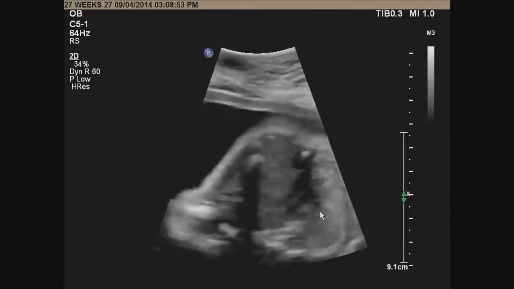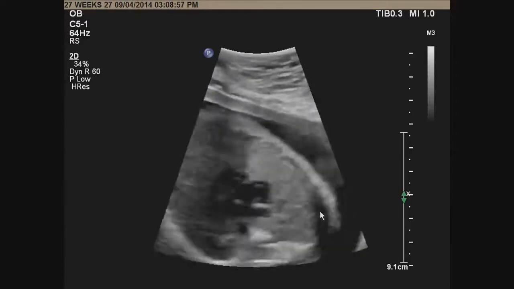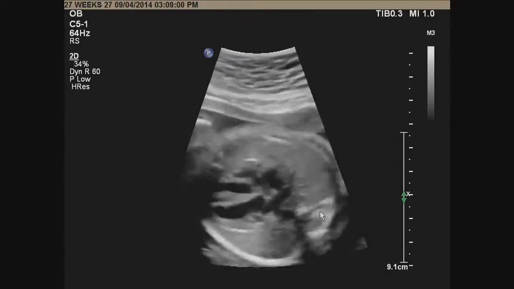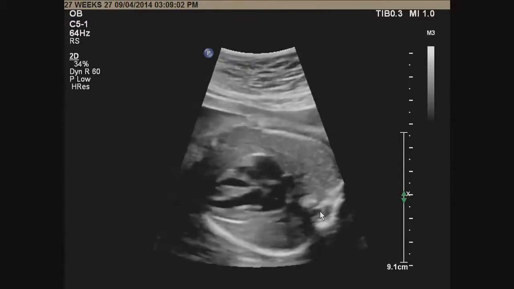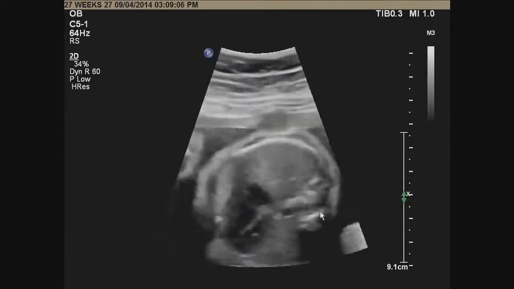And many times you can do an internal rotation of the baby. No, I'm joking, but the baby turned for you. And you can see the planes right here.